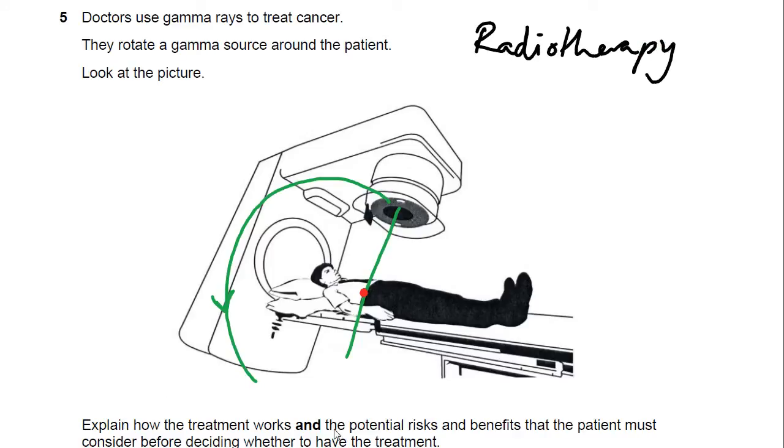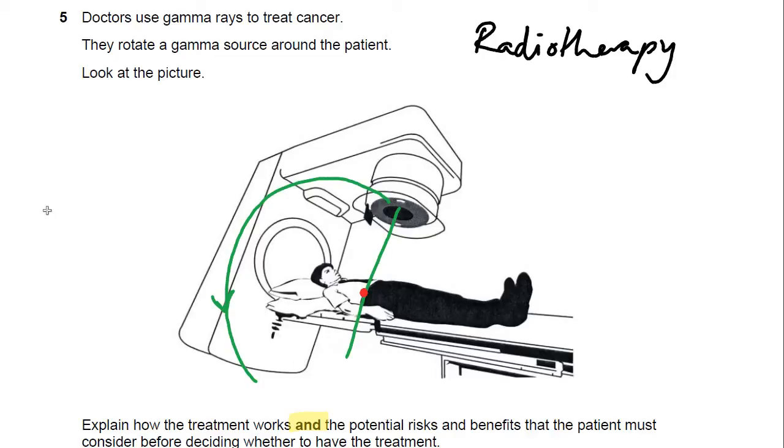Explain how the treatment works and the potential risks and benefits that the patient must consider before deciding whether to have the treatment. There's two things I want to say about that statement. Whenever you've got one of these questions, this is a 6-mark quality of written communication question, you're going to see something like this. You're going to see 2 points around an and. So really they're looking for 2 clear paragraphs and that you can organise your writing around 2 clear paragraphs. That's all you need to really remember about that.